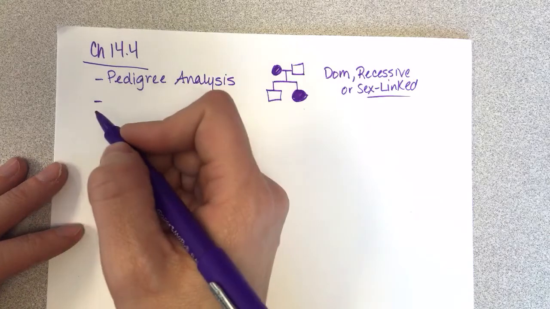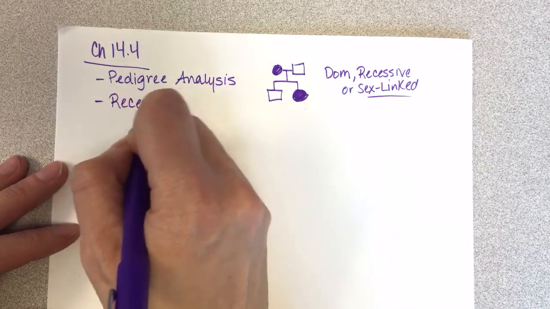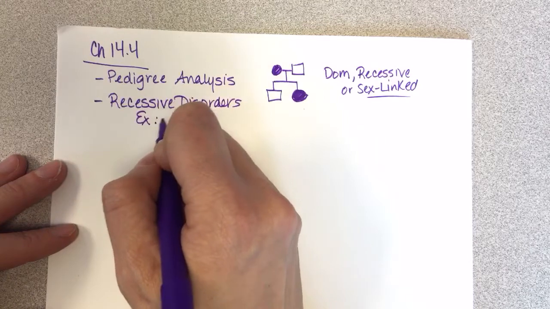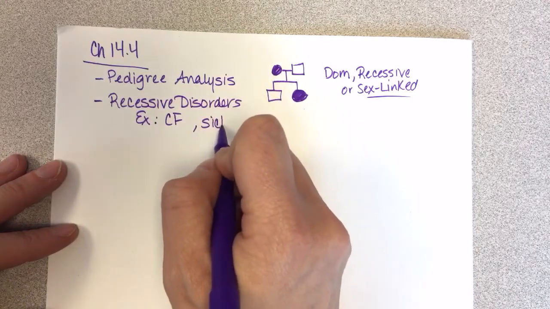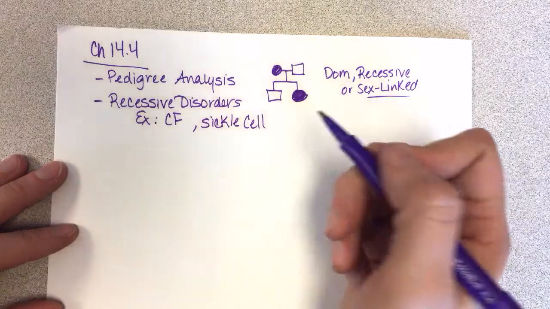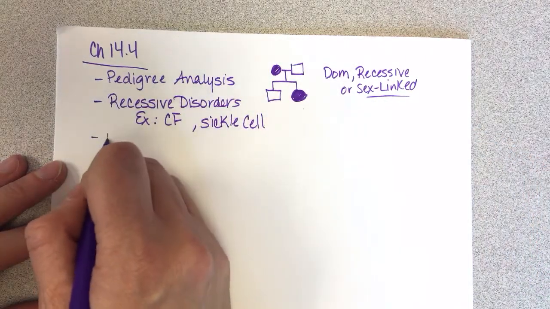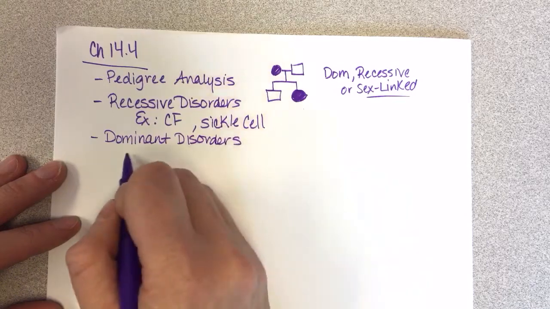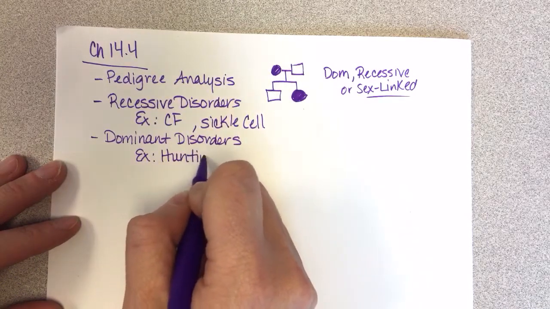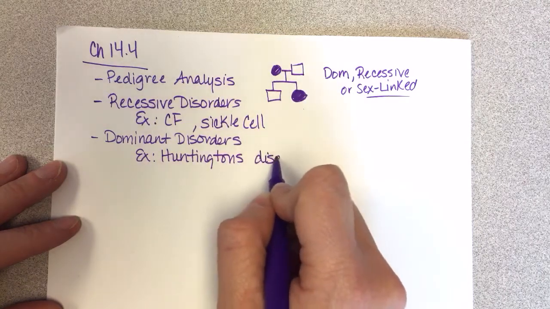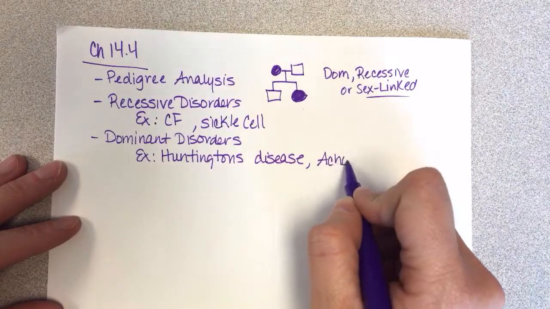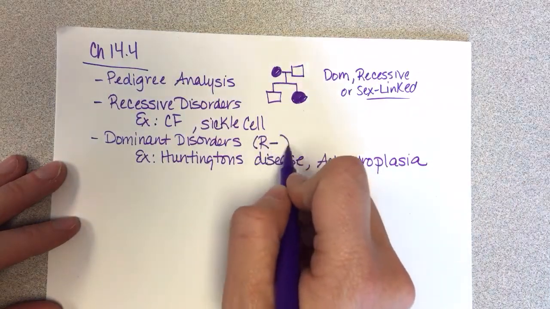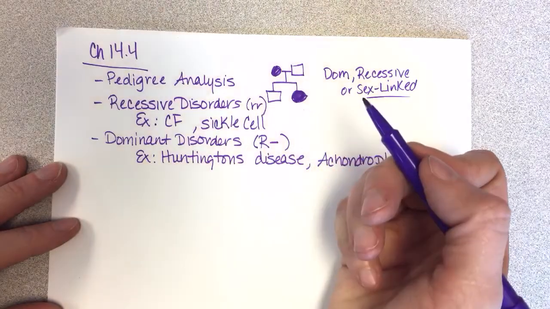So then the rest of this section was about specific disorders, so that there's recessive disorders. Recessive disorders, examples would be cystic fibrosis, sickle cell anemia, are the recessive disorders. We looked at dominant disorders like Huntington's disease, a type of dwarfism, achondroplasia. So people here that have the disorder have a big R something. Recessive, the people who have the disorder are little r, right?